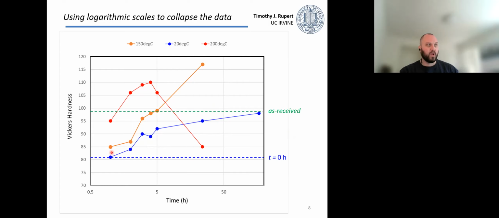So for example, my naturally aged at room temperature sample increased from a little bit over 80 Vickers hardness and is approaching the value characteristic of that as received sample. My intermediate temperature sample is actually stronger after 1 day of annealing than the as received sample. And my 200-degree annealed sample was stronger, but because I kept annealing it for too long, it ended up being the weakest of the bunch by the end of the experiment. Okay.